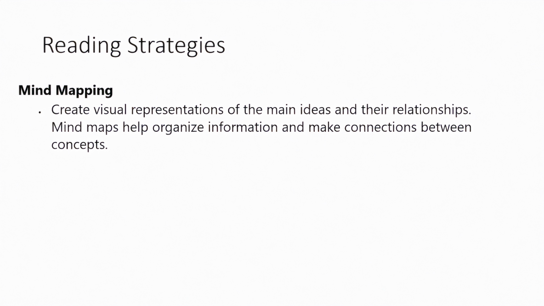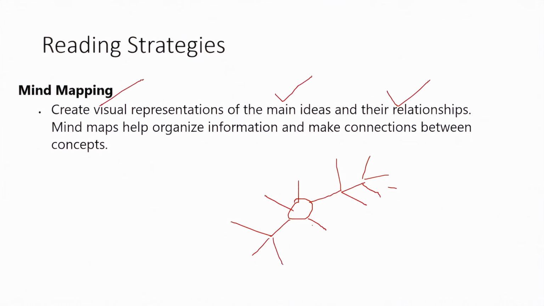Another strategy is mind mapping. Mind mapping means creating a visual representation of the main ideas and their relationships. Mind maps help organize information and make connections between concepts. So in mind mapping, you find one idea or point, it has about 5 or 7 points, and each of those points has further points, and you can keep dividing it. This way you can understand how these things are interrelated. This is called mind mapping.